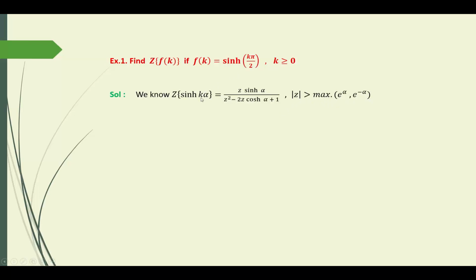Use this formula here. Instead of only alpha, here is pi by 2. K alpha, here k pi by 2. Therefore, Z transform of sin k pi by 2 is equal to Z into, replace the value of alpha is pi by 2. So, Z into sin pi by 2 upon Z square minus 2Z cos pi by 2 plus 1, where mod Z greater than maximum of e raised to pi by 2, comma e raised to minus pi by 2.